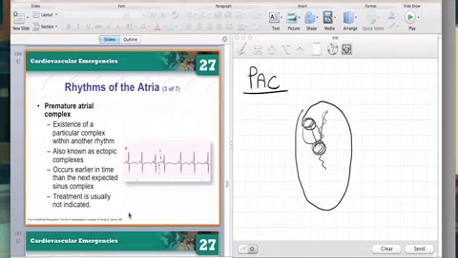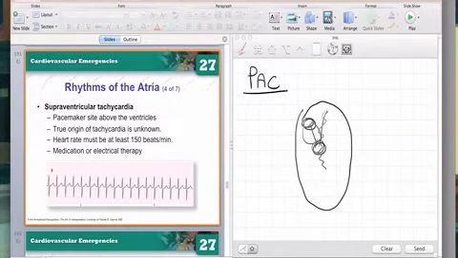Again, treatment's not usually indicated. These are the patients that have like a little flutter in their chest. You might feel their heart skip a beat. Patients get this a lot when they drink coffee or early in the morning when they smoke a cigarette. So we really don't treat those patients, but we do have to diagnose those on our EKGs.